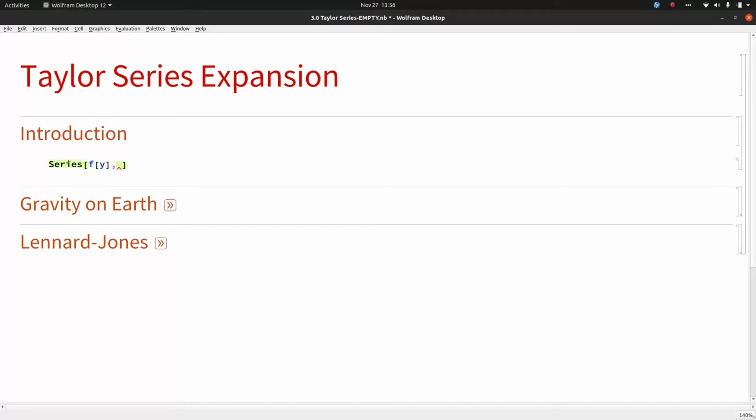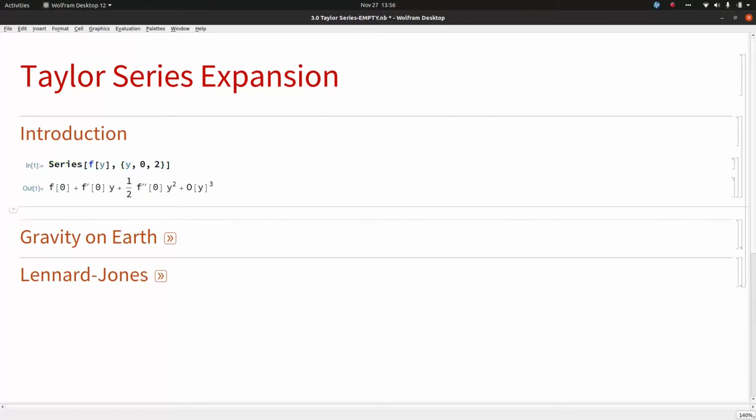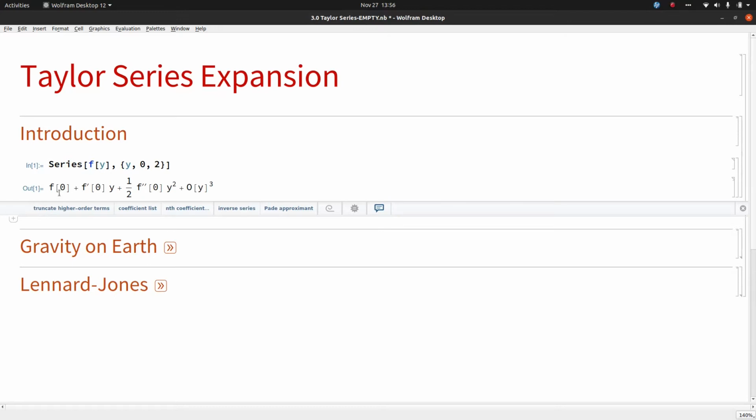I'm going to write the series expansion for some function f of y, around the point y equals 0. Let's start off doing it to second order. You can see it is just the equation we wrote down originally in the last presentation.